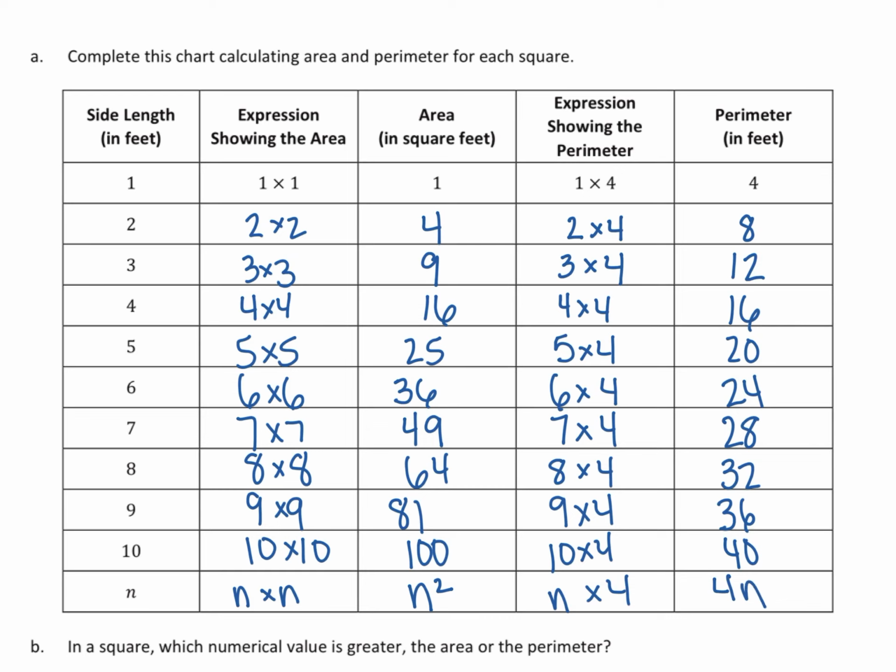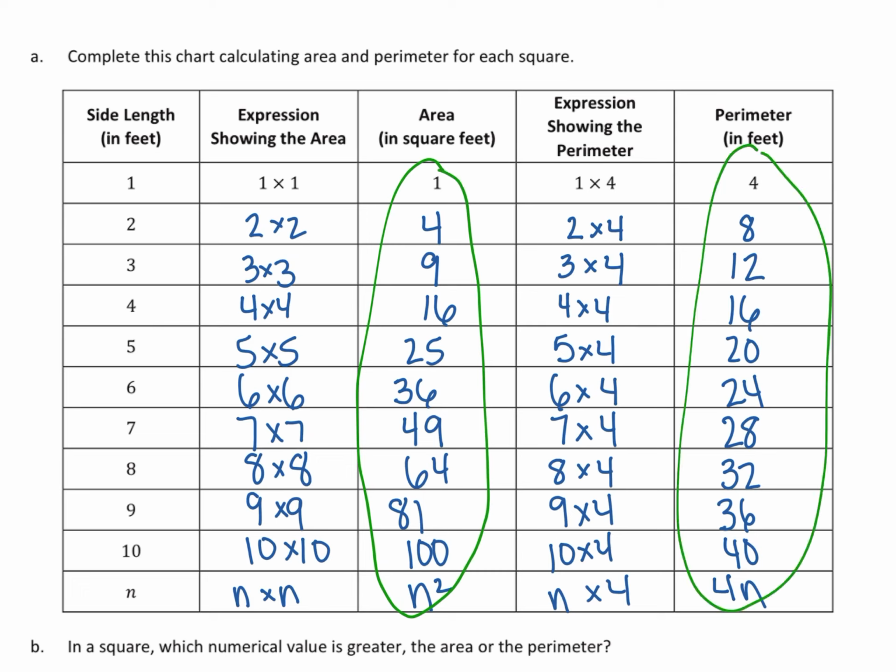In B, it says, which numerical value is greater, the area or the perimeter? So which values are bigger, these for the area or these for the perimeter? And you'll notice that the perimeter is bigger until we get to 16, and then the area is bigger after that. So for sides smaller than 4, the perimeter is bigger.